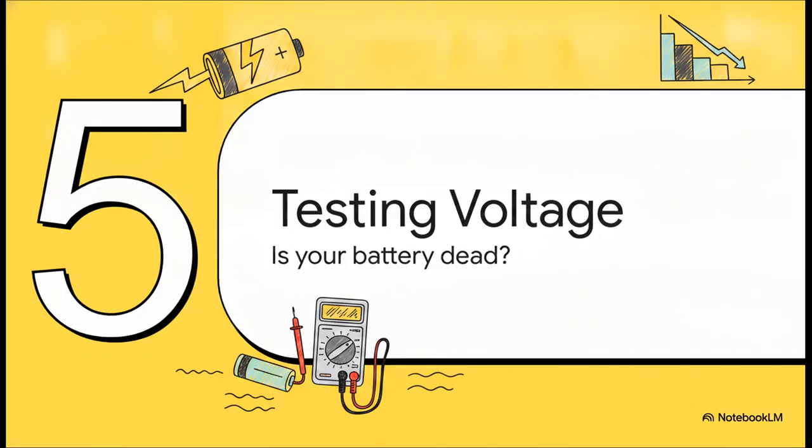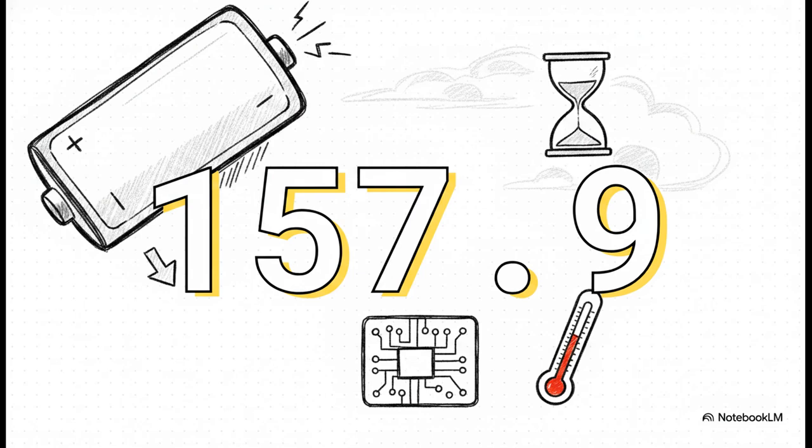And that brings us to Section 5, Lab Skills, Testing Battery Voltage. Is your battery dead? Stepping into the practical lab portion of this explainer, how do we estimate the lifespan of these batteries? If you want to estimate how long a battery will power a specific circuit, you use this pretty straightforward formula. Battery life equals the capacity in milliamp hours divided by the circuit current in milliamps.